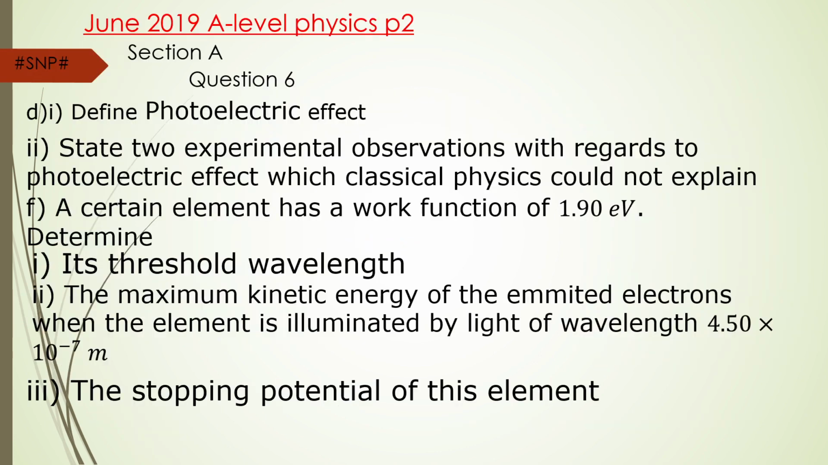So question 6 says, Roman 1, define photoelectric effect. Roman 2, state two experimental observations with regards to photoelectric effect which classical physics could not explain. F says a certain element has a work function of 1.90 electron volt. Determine Roman 1, its threshold wavelength. Roman 2, the maximum kinetic energy of the emitted electrons when the element is illuminated by light of wavelength 4.50 times 10 to the negative 7 meters. Roman 3, the stopping potential of this element.